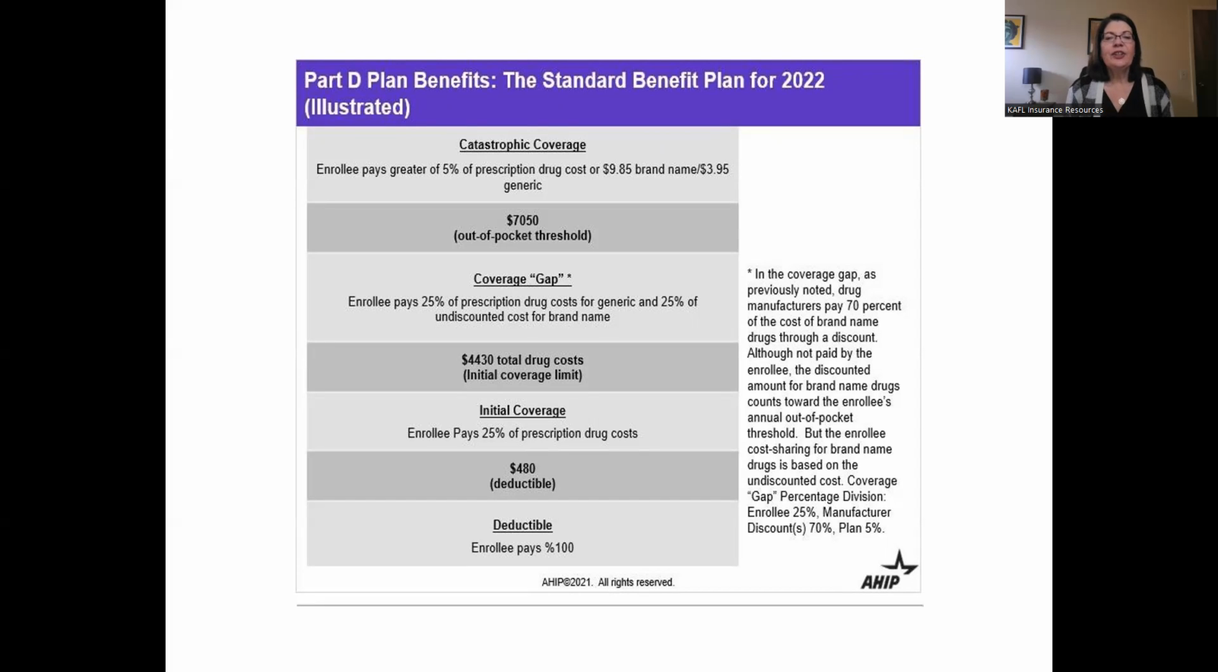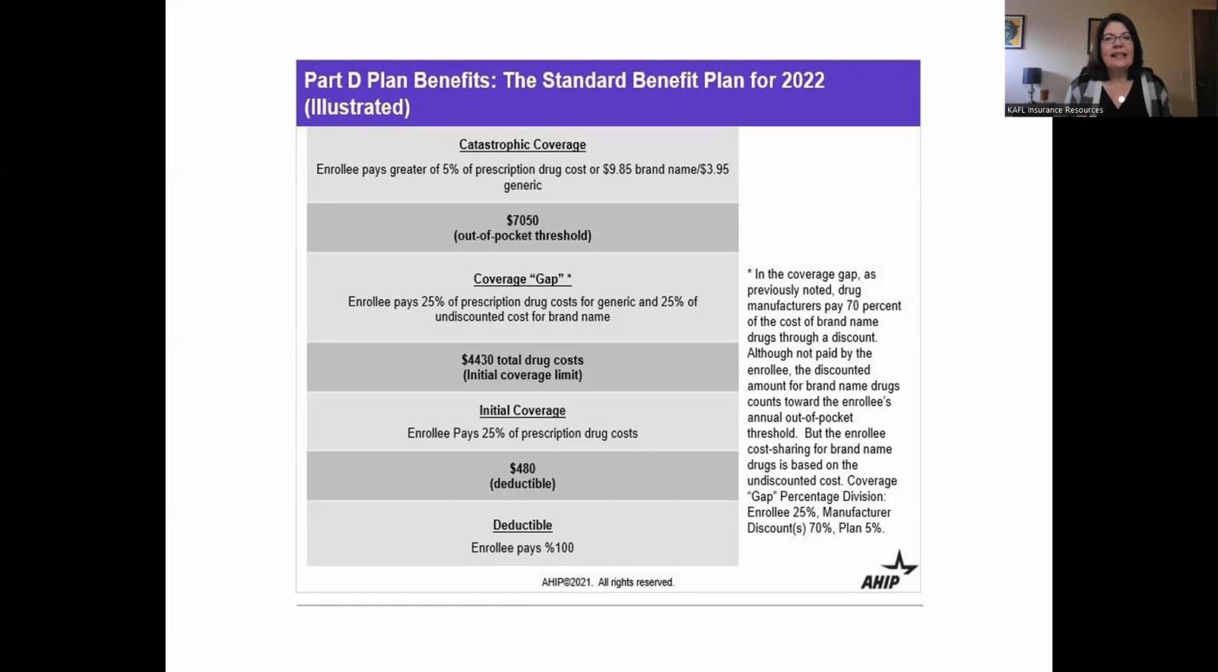And then once that out-of-pocket threshold has been paid, they go into catastrophic coverage, where they're going to pay the greater of 5% of the prescription drug cost, or $9.85 brand name, $3.95 generic. So what someone's drugs are going to cost in any specific year really depends on where they are in these phases. Their cost is going to change.